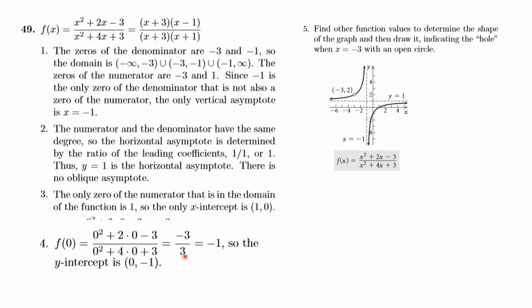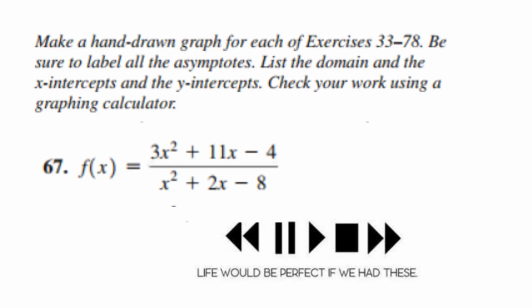When you take x to be 0, you will get y is minus 1, and so 0, minus 1 is the y-intercept. You pick some other values, but this is the picture you get, and please note the hole. That was the biggest feature of this problem.